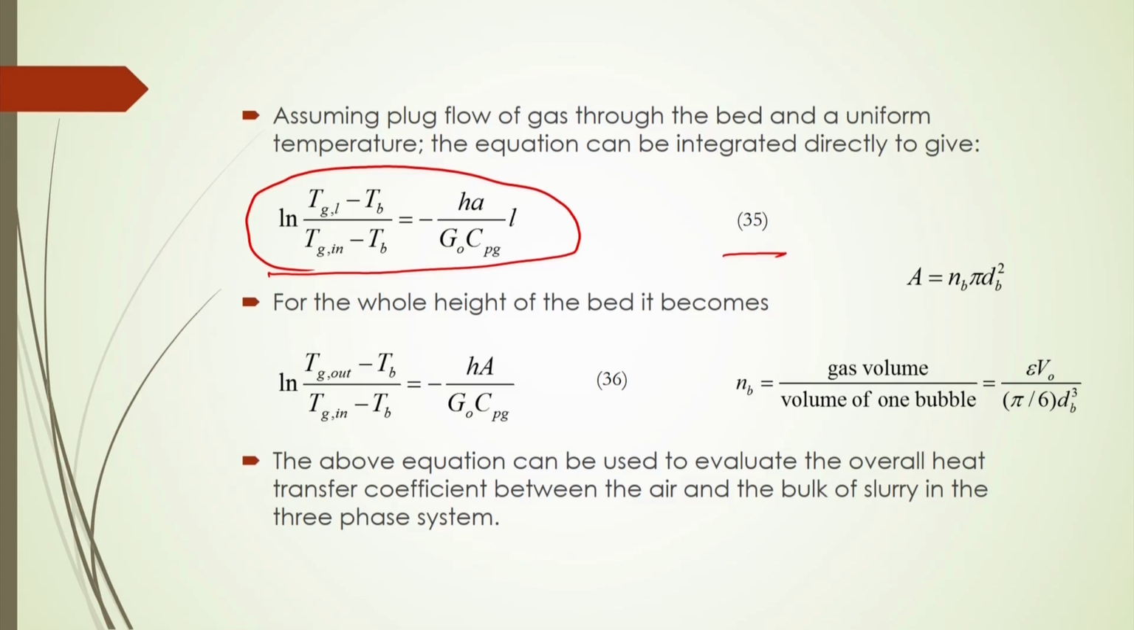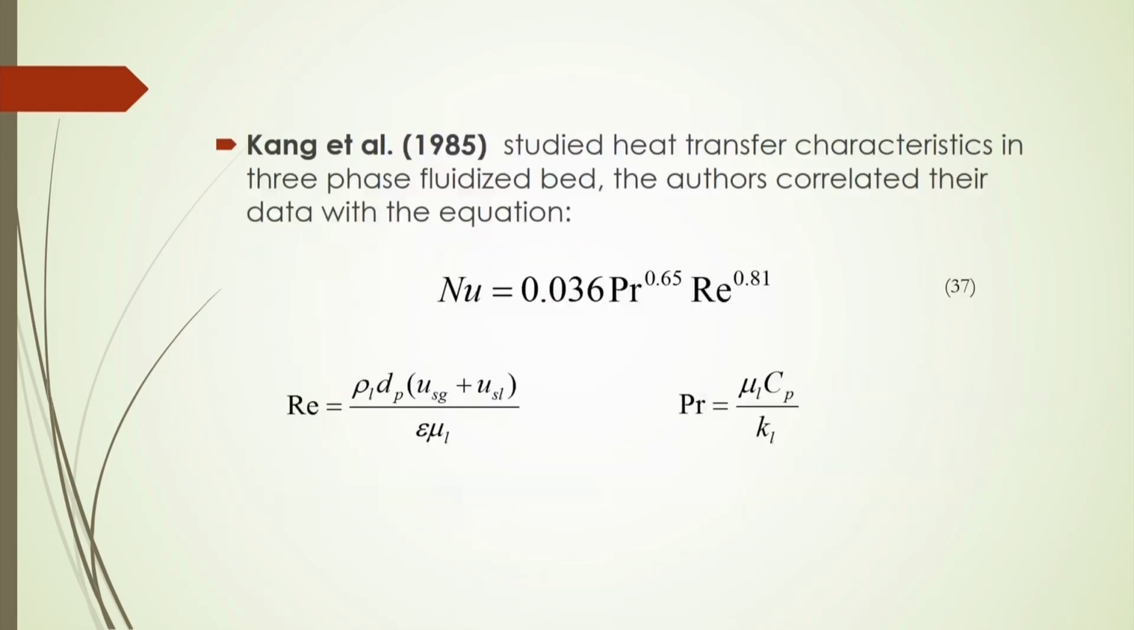Once you know this equation, for the whole bed you will be able to calculate the heat transfer coefficient and the temperature profile from equation number 36. In this case, A is the total surface area given by the bubbles, and N B is the number of bubbles, which will be calculated from the volume of the gas inside the bed and the volume of the bubble diameter. So, this above equation can be used to evaluate the overall heat transfer coefficient between the air and the bulk of the slurry in the 3-phase fluidized bed.